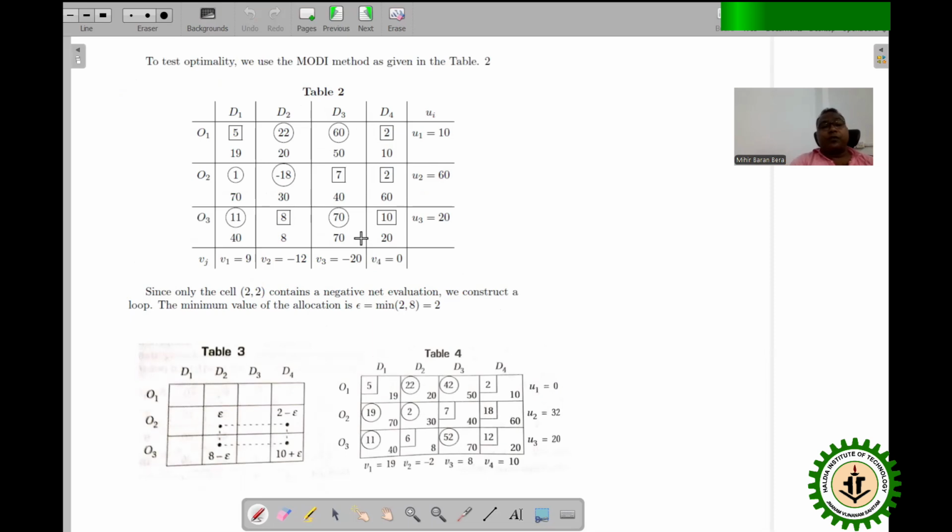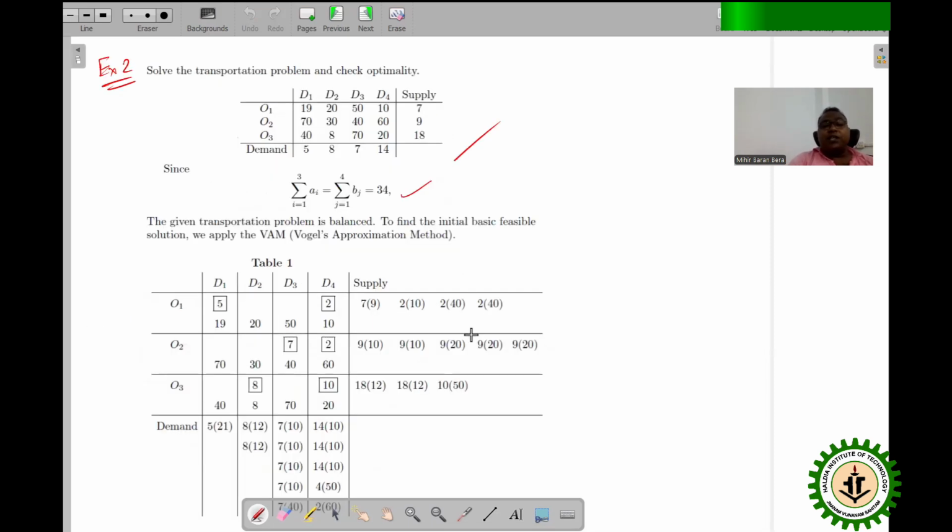Now see here. After getting this initial solution, what is the number of allocated cells? 1, 2, 3, 4, 5, 6. So the number of allocated cells is equal to 6, which is equal to m plus n minus 1. Here m is equal to 3, n equals 4. So yes, it is satisfied. Now we are going for the optimality test.